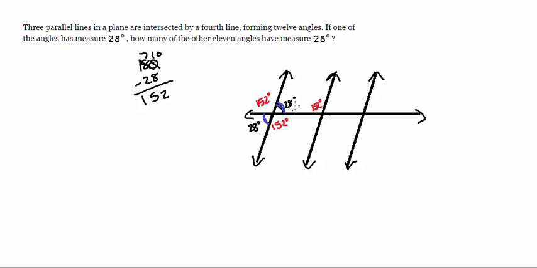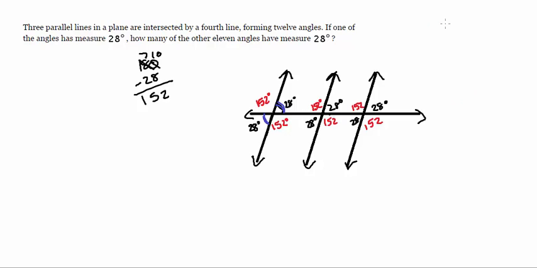We can use the same logic to tell us that this angle here is going to be equal to 28 degrees. And this is going to be equal to 28. This is going to be equal to 152. Moving over, we can use the same exact logic, and that will tell us that this is 28, this is 28, this is 152, and this is 152.